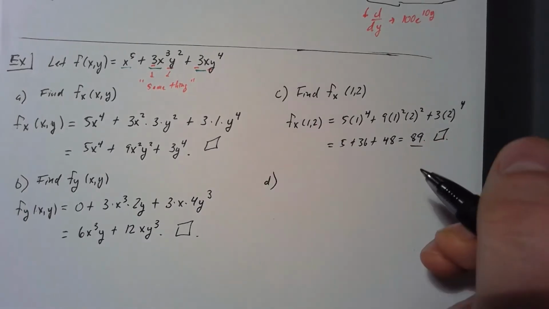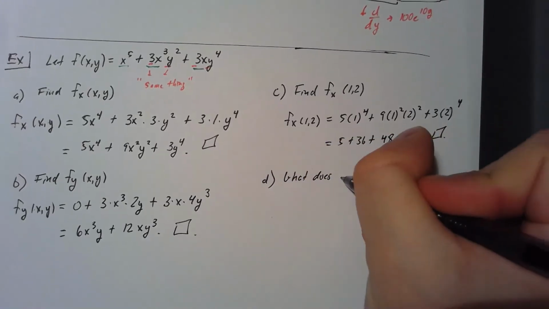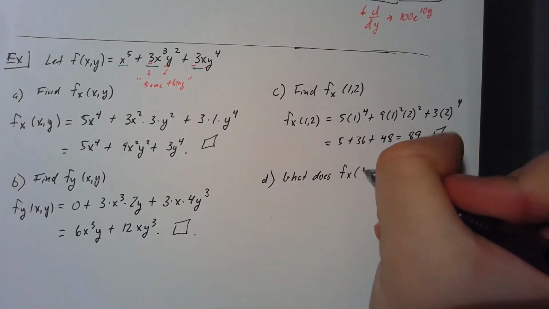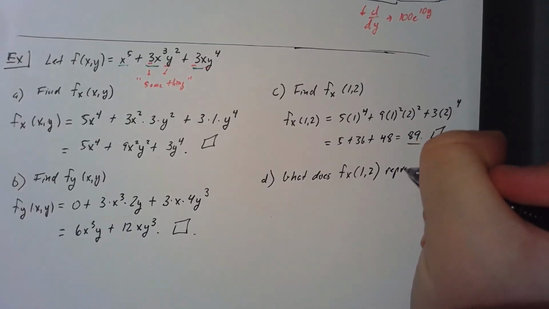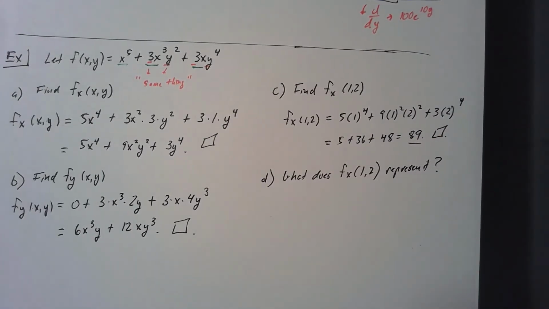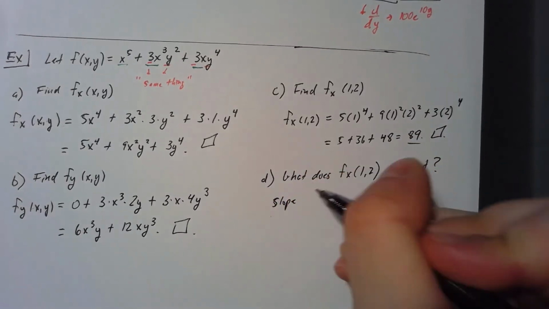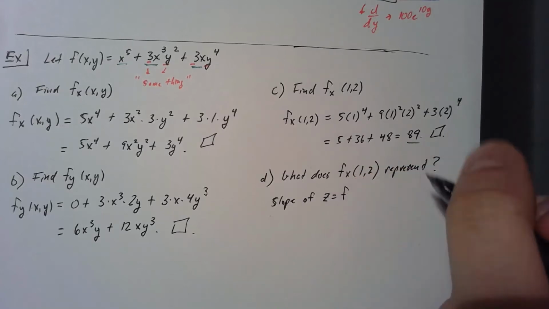So, to summarize, what does the partial derivative of f with respect to x at (1, 2) represent? What does that represent? That represents the slope of the function.